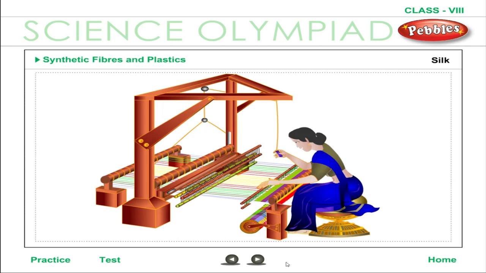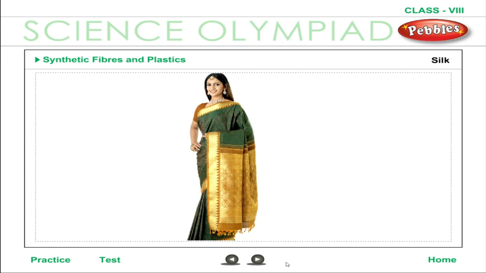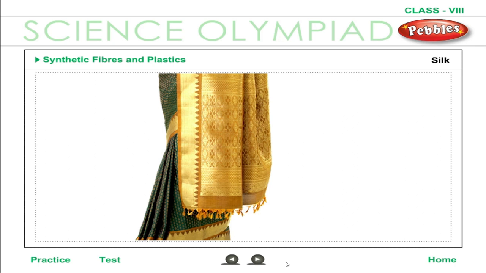Because of the lustrous appearance and other desirable properties in silk, man started cultivating and breeding silkworms on a large scale. This art of rearing silkworms on a commercial scale is known as sericulture.